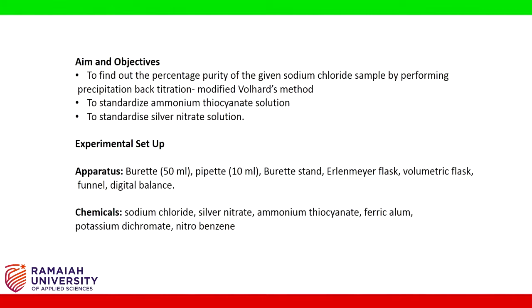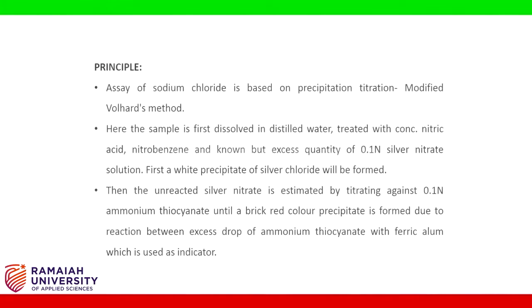Chemicals required for this experiment are sodium chloride, silver nitrate, ammonium thiocyanate, ferric alum, potassium chromate and nitrobenzene. Principle: assay of sodium chloride is based on precipitation back titration, that is, modified Volhard's method. Here the sample is first dissolved in distilled water, treated with concentrated nitric acid and nitrobenzene, and a known but excess quantity of 0.1 N silver nitrate solution.